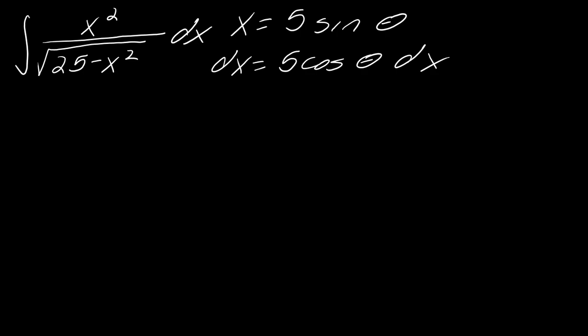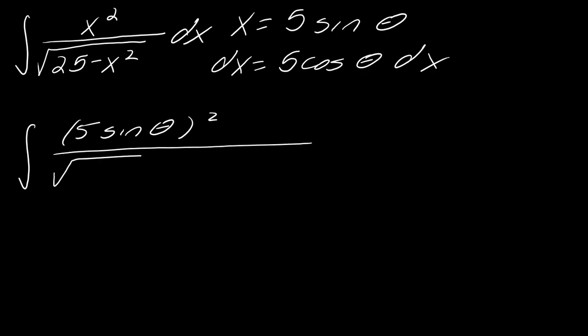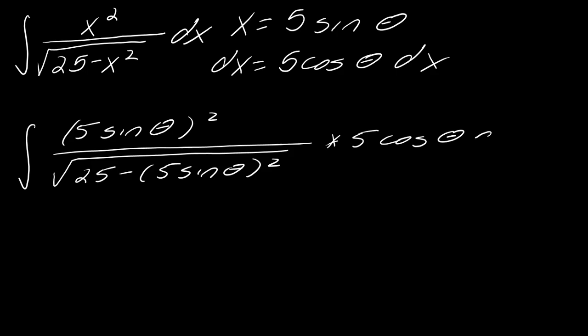Okay, whatever progress you made is great. Just trying it is enough, right? So I am going to replace my x squared with 5 sine theta squared. And in the denominator, this will be 25 minus 5 sine theta squared. Where I had this dx, now I'm going to replace it with 5 cosine theta d theta. Sorry, I wrote dx here. I meant to write d theta.